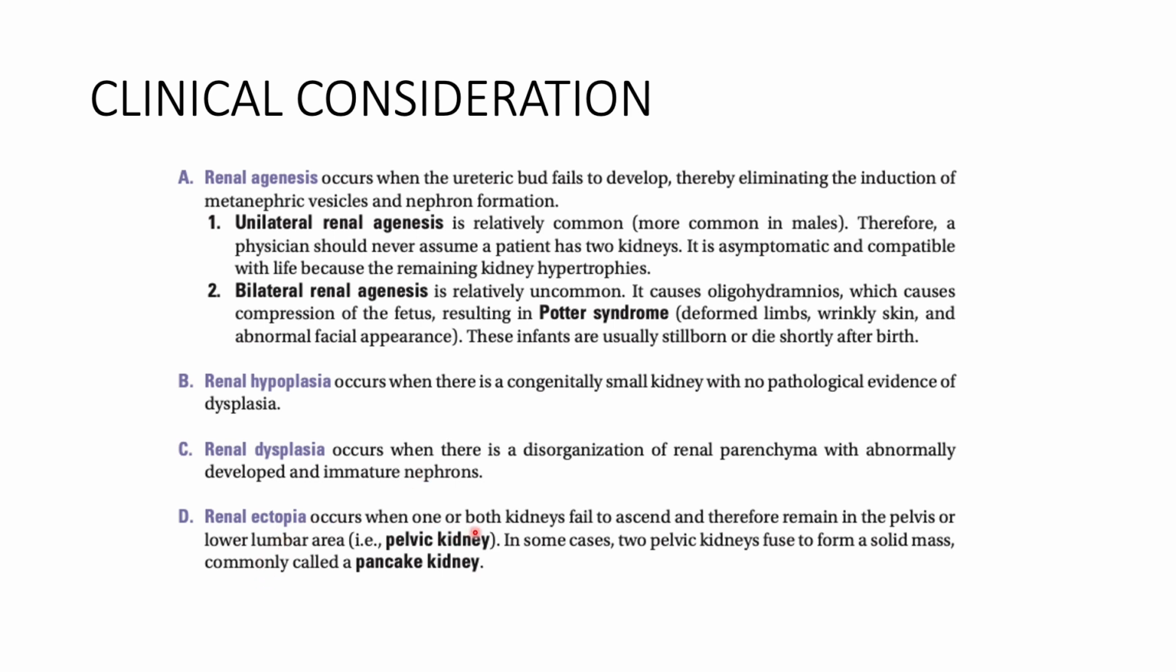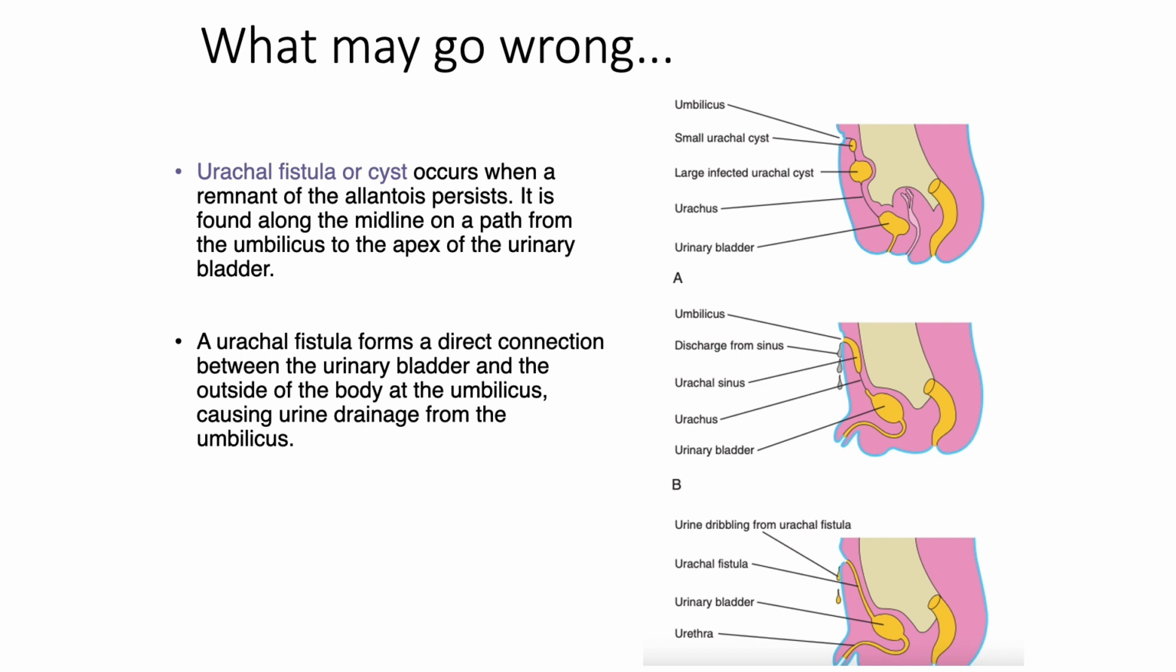Renal ectopia occurs when one or both kidneys fail to ascend and therefore remain in the pelvis or lower lumbar area. In some cases, two pelvic kidneys fuse to form a solid mass, commonly called a pancake kidney. I ask that you look for the meanings of some of these terms in the last video, which contains an assignment listing some of these congenital anomalies.